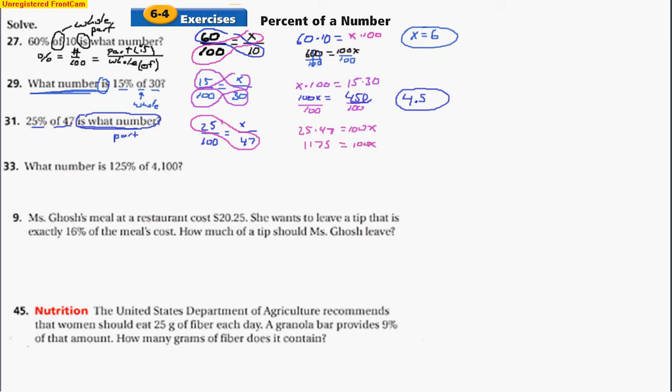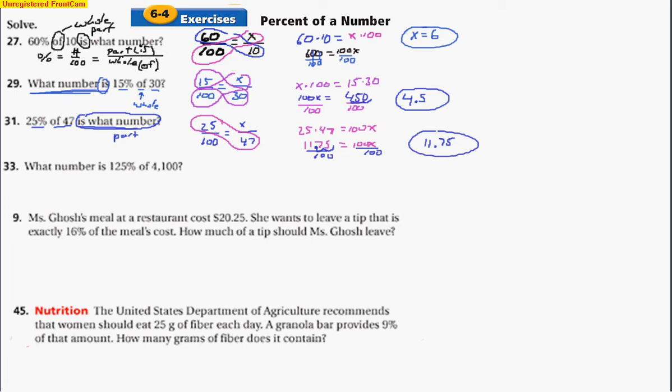We can go ahead and do that division of 100 on both sides. And again, that just moves the decimal 2 spaces. It goes right there. So 11.75 is what we get.